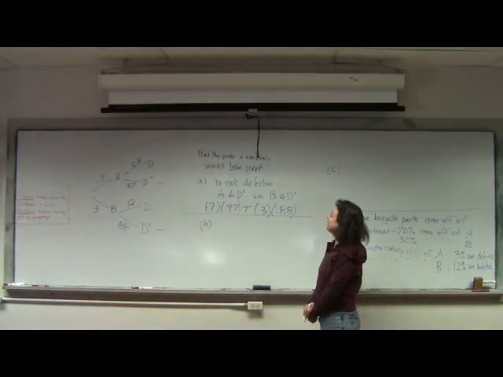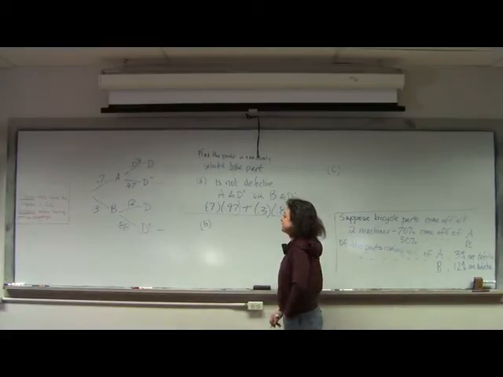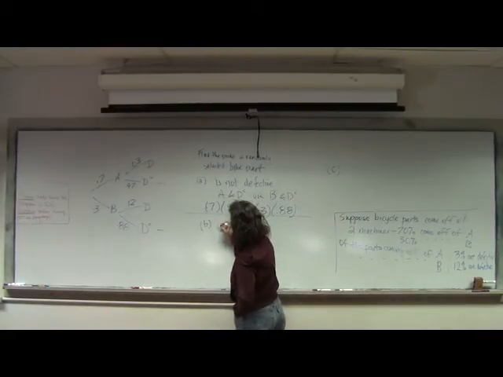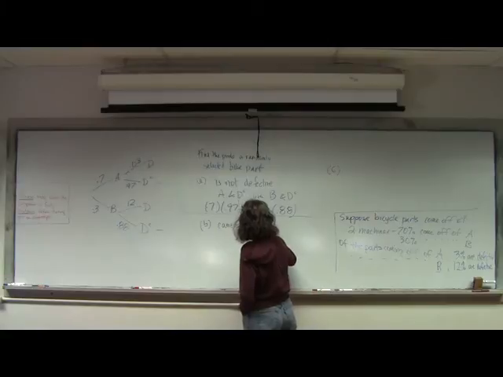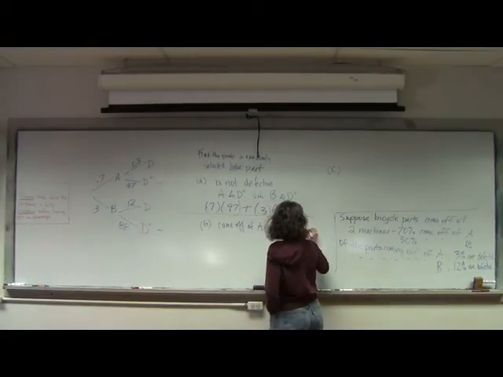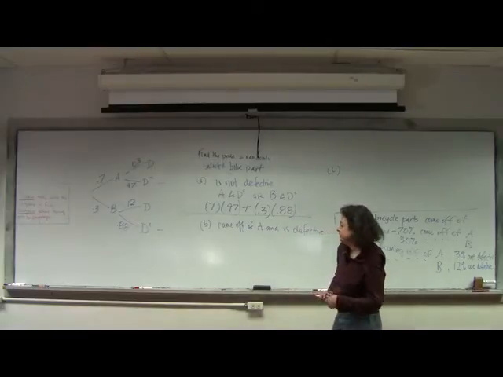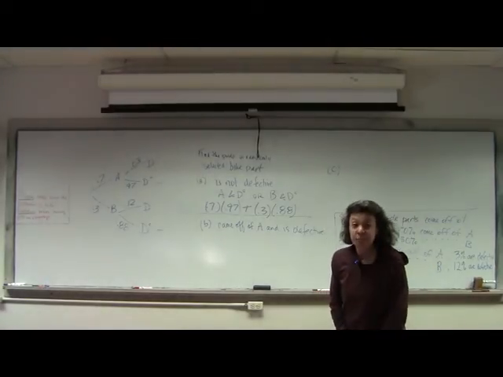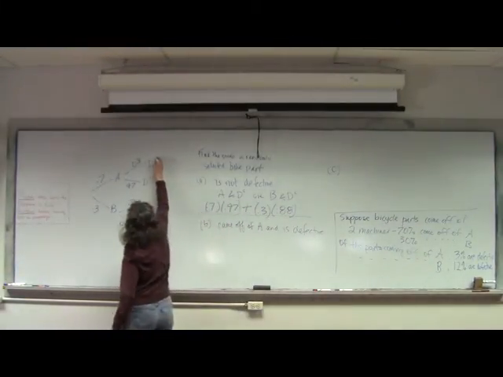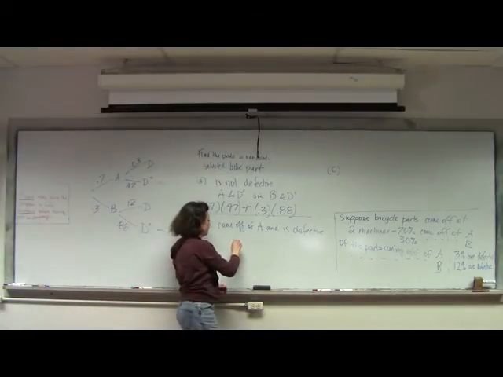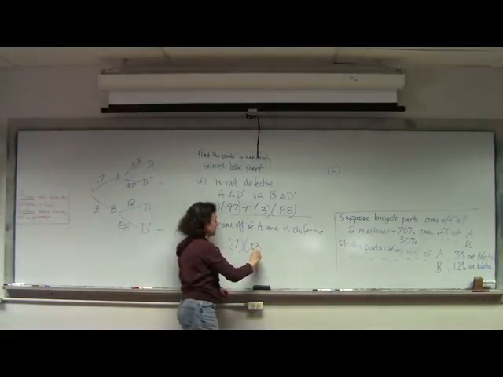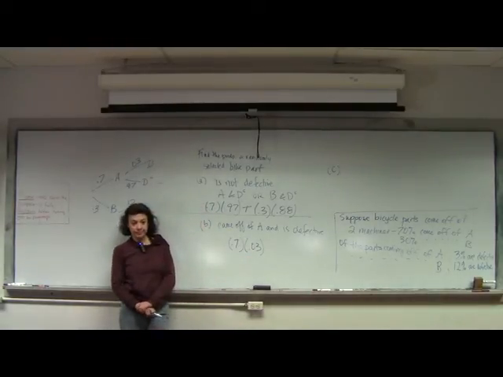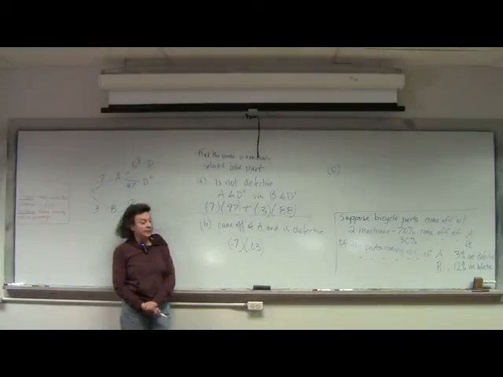All right. Now let's find the probability a randomly selected bike part came off of A and is defective. Okay, now I'm interested in the part coming off of A and being defective. That would give me my top branch, which is 0.7 times 0.03. That's a teeny tiny probability. 0.021. Okay?